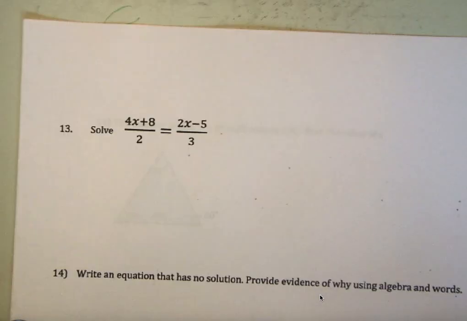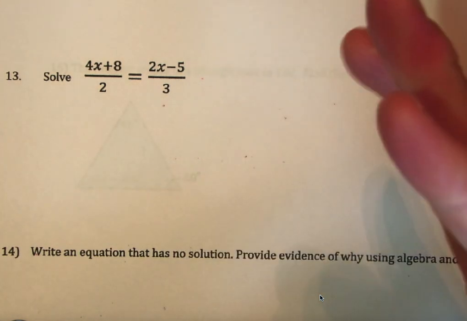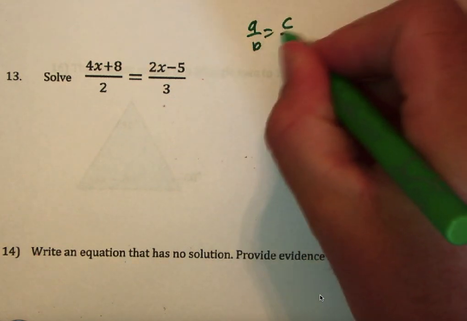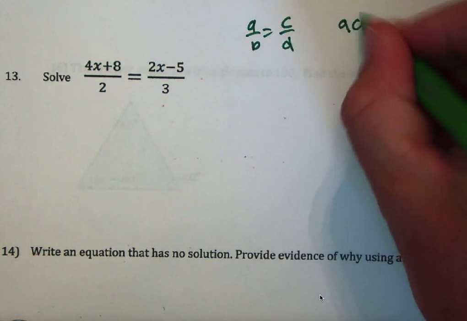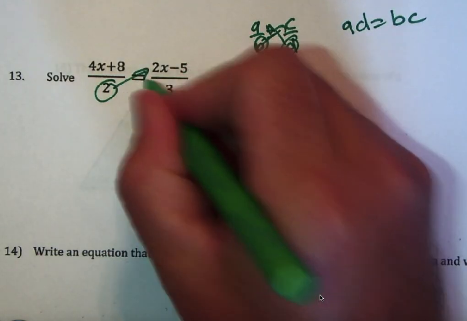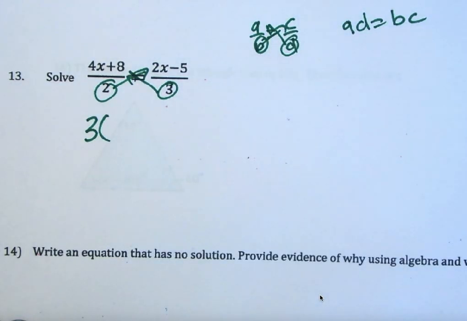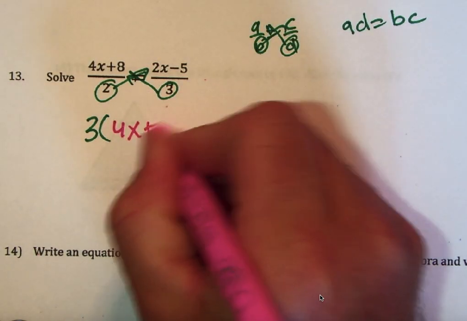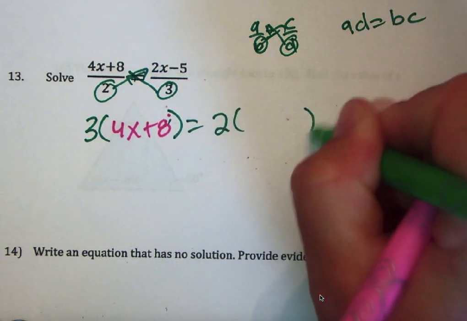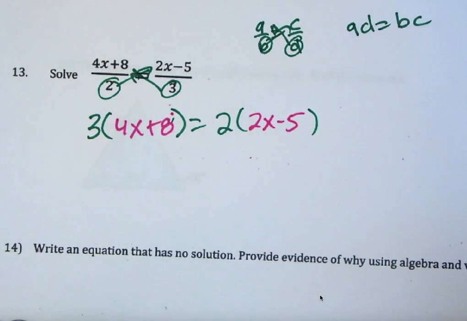All right, number 13. We are going to solve this. So find out what x is. I look at it. I see 2 fractions. Obviously, this is a over b equals c over d, which we can rewrite as AD equals BC because we can use cross products are equal. So I'm going to do that right now. Use cross products. So you get 3 times 4x plus 8 equals 2 times, what's on here? 2x minus 5. Great.